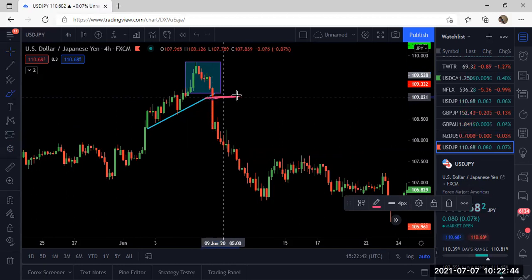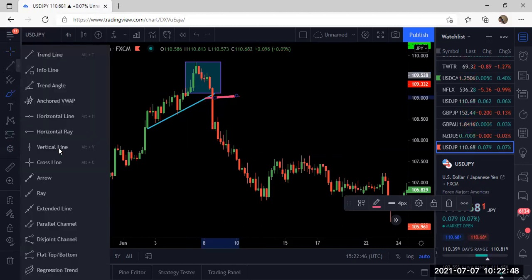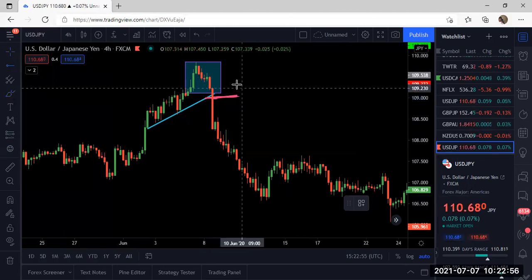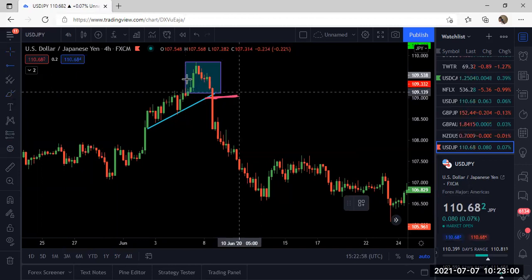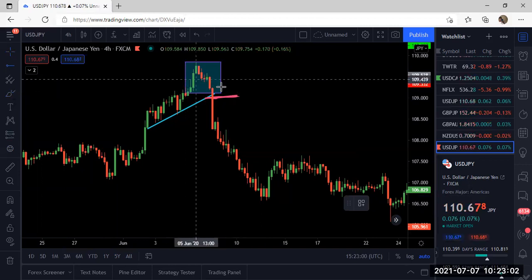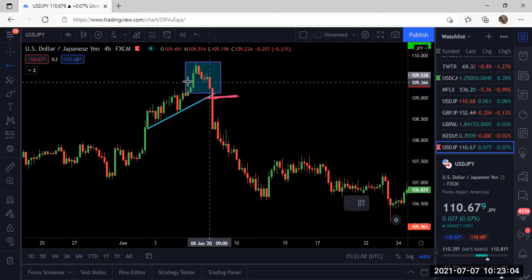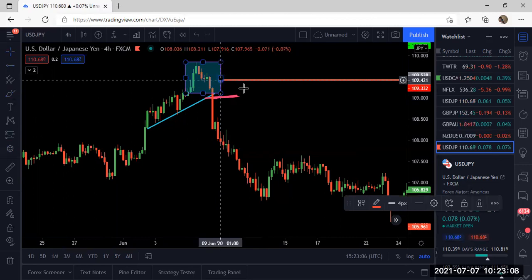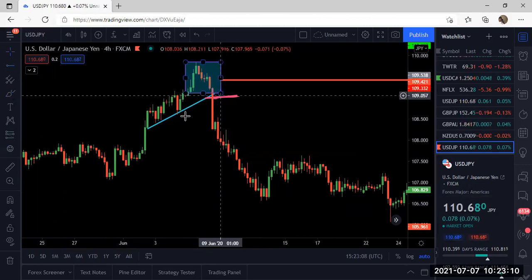All right, here's my entry. Where will my stop loss be? I already know. I'm going to grab a horizontal ray. I got in, and I can look to the left. I see there's some resistance right here, and over here too. I'm going to give it some wiggle room, so I'm going to go off this candle and put my stop loss right here. That's a nice size stop loss.